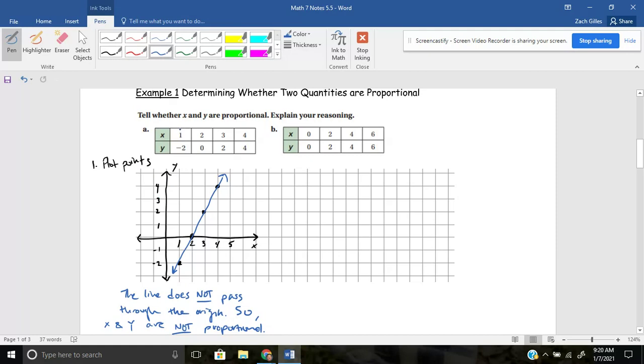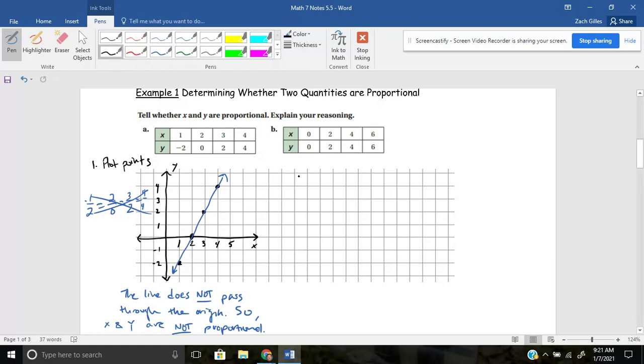So x is 1, y is -2. Is -1/2 equal to 2/0? Definitely not. Is that equal to 3/2? Definitely not. Is that equal to 4/4? Well, 4/4 is 1. Are any of these other values equal to 1? Definitely not. This is definitely not a proportional relationship. Okay, so you could just kind of tell by looking at this table.